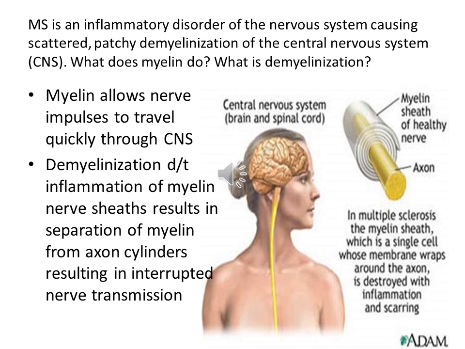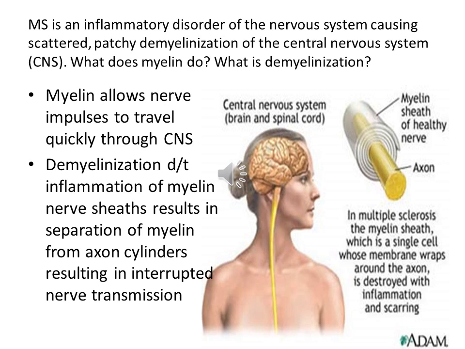MS is an inflammatory disorder of the nervous system causing scattered, patchy demyelination of the central nervous system. What does myelin do, and what is demyelination? Well, myelin allows nerve impulses to travel quickly through the central nervous system. Demyelination occurs in response to an inflammation of the myelin nerve sheaths, resulting in separation of the myelin from the axon cylinders and an interruption of nerve transmission.